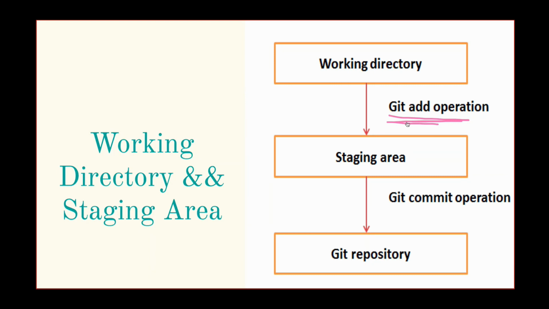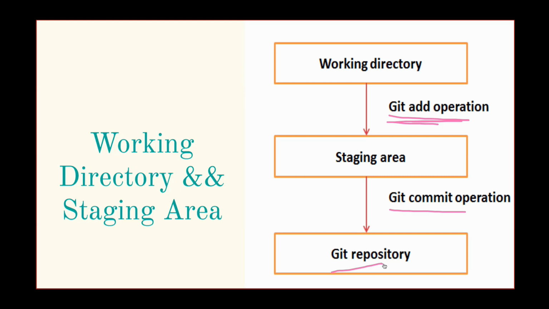So what is the staging area? The staging area holds the files that are going to be part of the next commit, which lets Git know what changes in the files are going to occur for the next commit. So when you do git add, they will be sent to the staging area, and after that, if you do the git commit operation, then all the latest changes, all the tracked files will be sent to the Git repository.